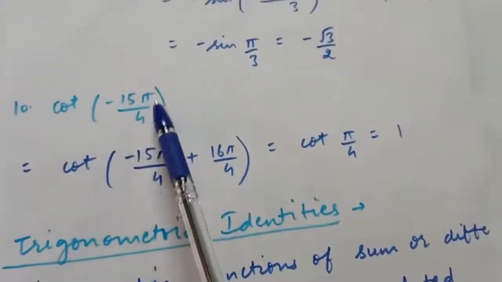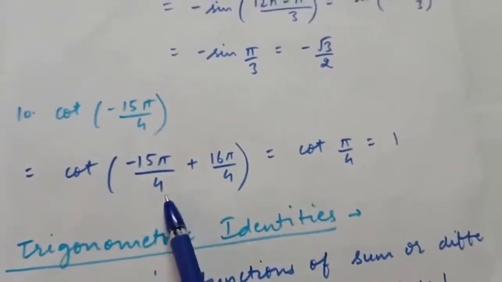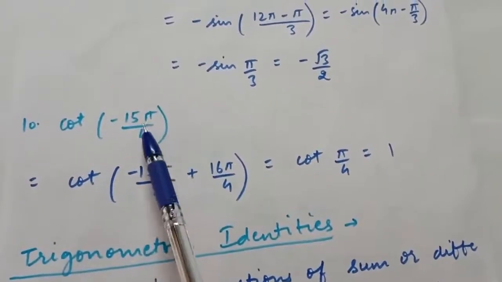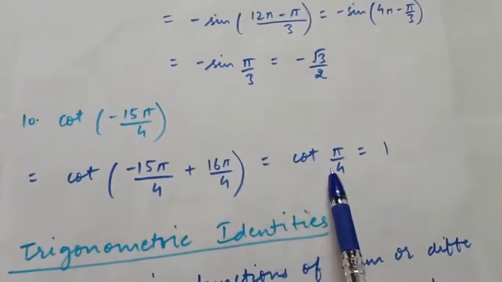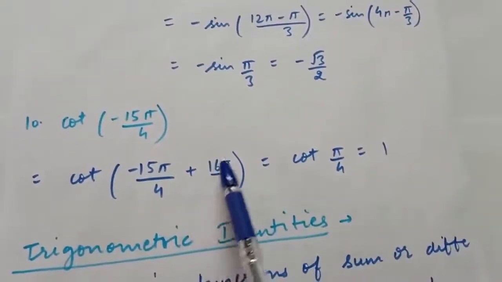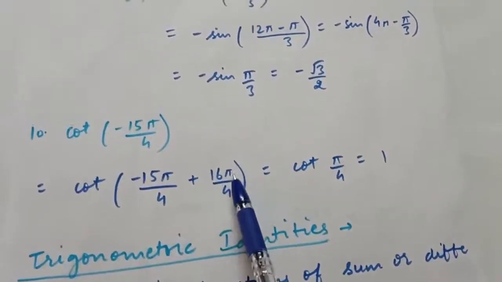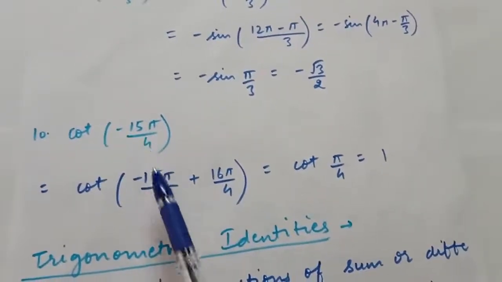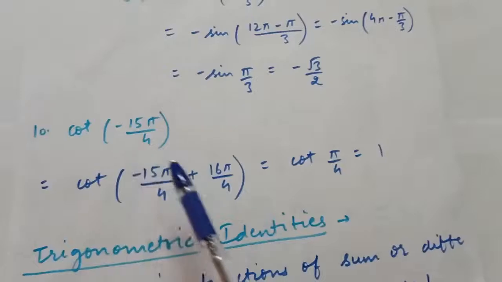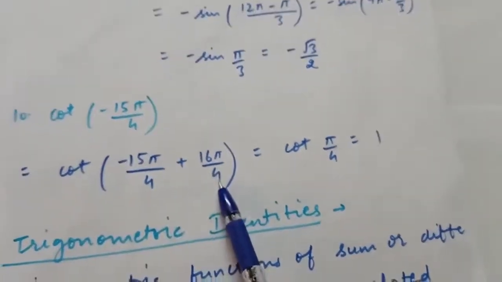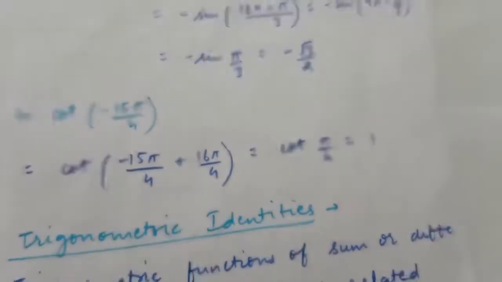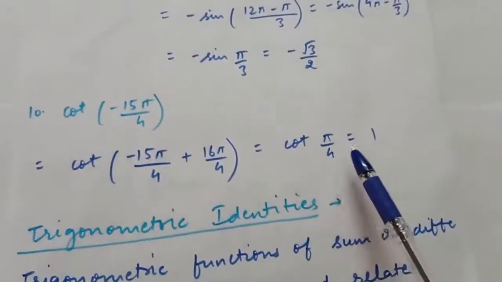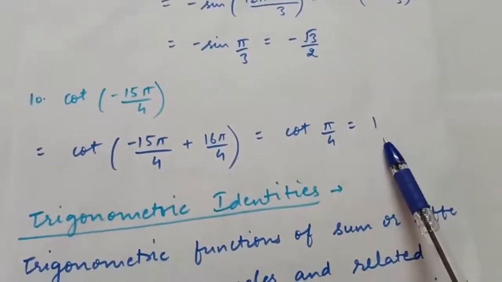If cot of minus 15 pi by 4 is given, you can add a number larger than this, so that the angle becomes positive. Now see, adding 16 pi by 4, which is nothing but 4 pi. Cancel this 16 with 4, this is 4 pi. So the values of these two will be equal, because we have increased x by an integral multiple of 2 pi. Now this will be cot pi by 4, and pi by 4 means 45 degrees. So cot 45 is 1, because tan 45 is 1.